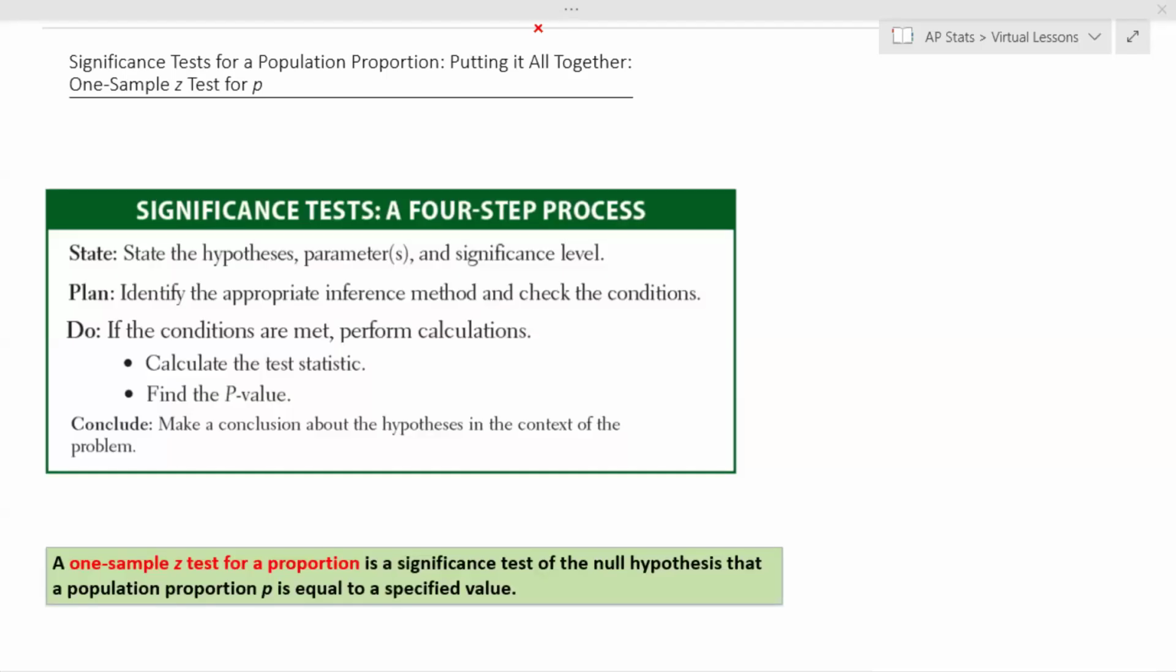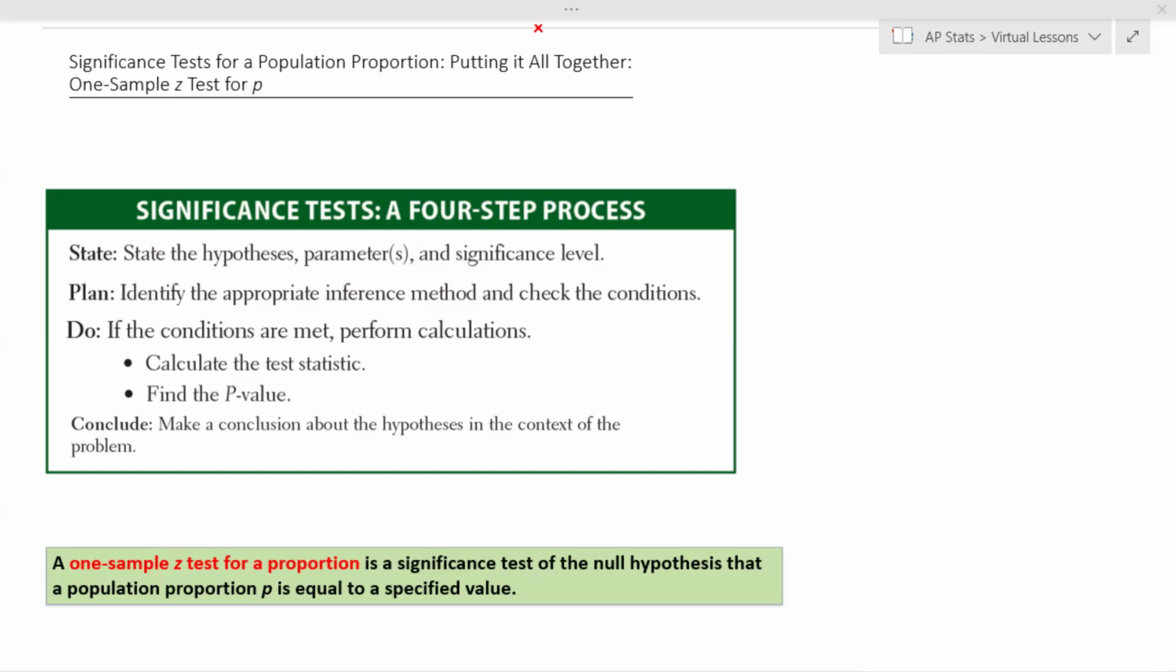All right, so in this video, we're going to put everything together and do a one sample z-test for population proportion. So to perform this significance test, we are going to state a hypothesis, check the conditions, calculate the standardized test statistic and the p-value, and then make a conclusion in context.